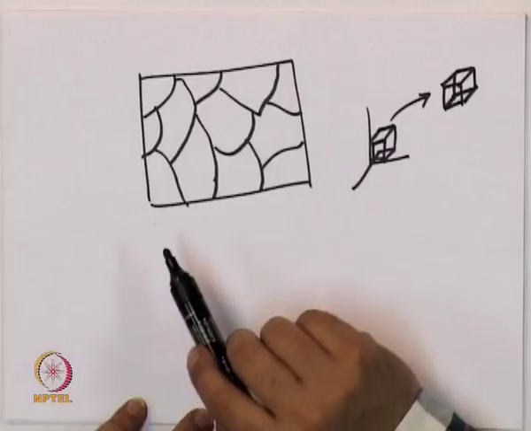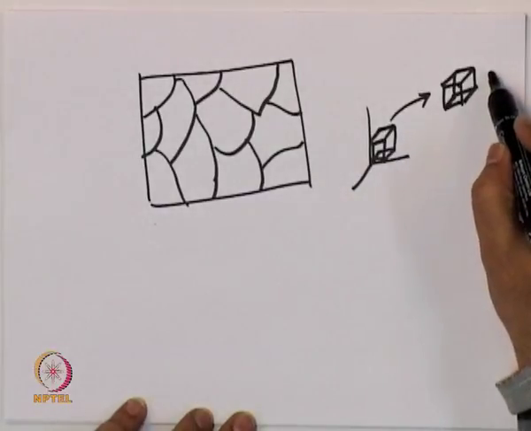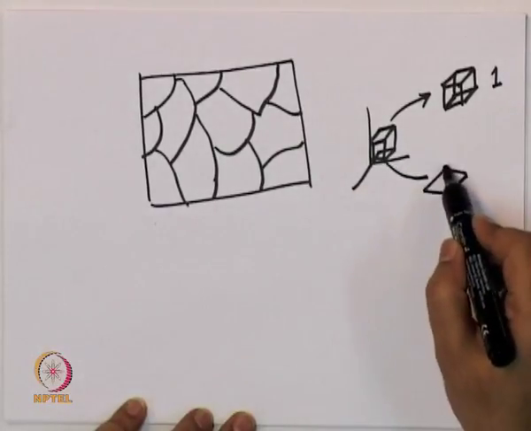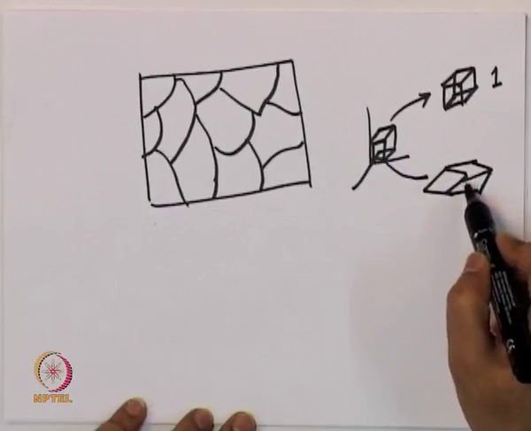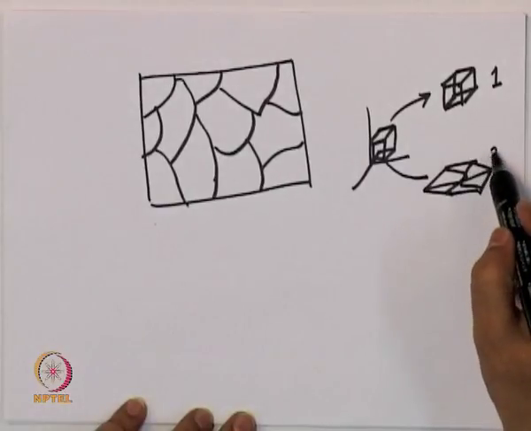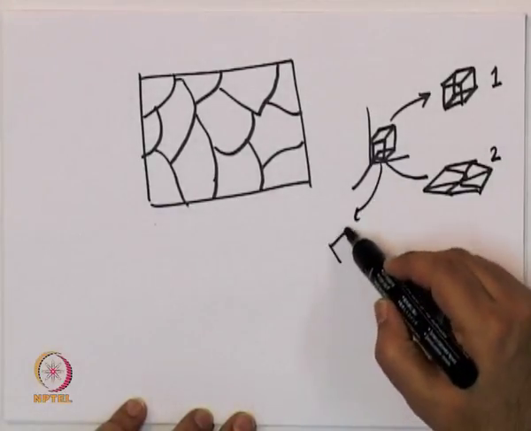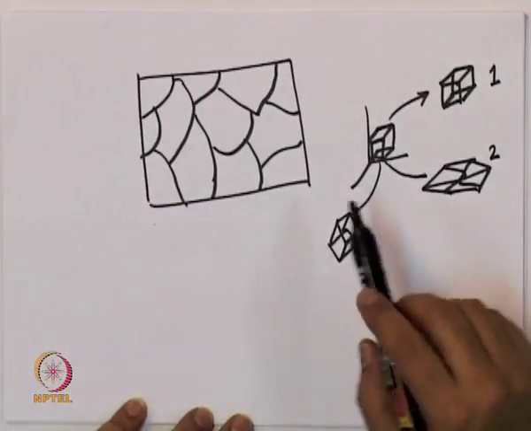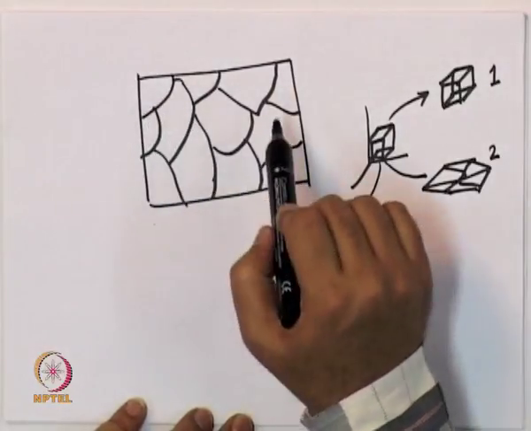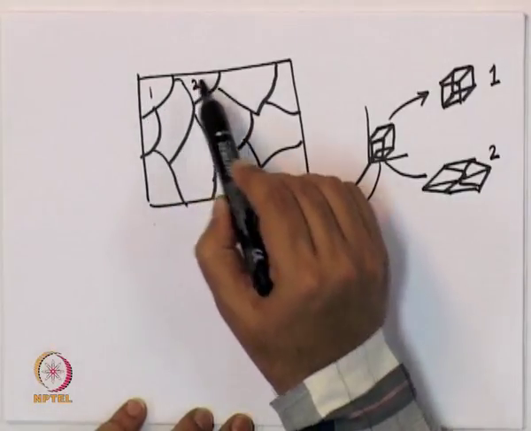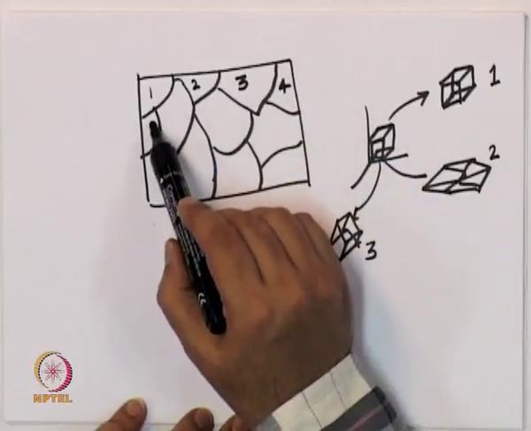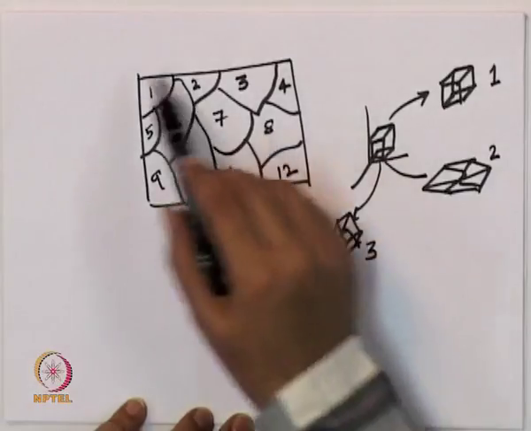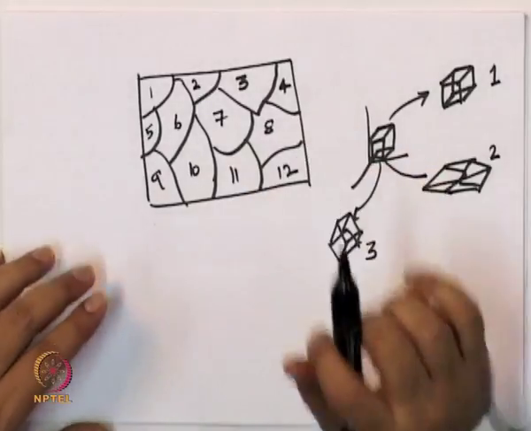So, that is one of the grains, and let us call that orientation 1. Maybe there is another one which is oriented this way. That is orientation 2. Maybe another one which is oriented this way. Let us call it orientation 3. So, like this, if you have n different grain orientations, you have to denote each one by a different number. So, this is a microstructure in which we have about 12 different grain orientations.